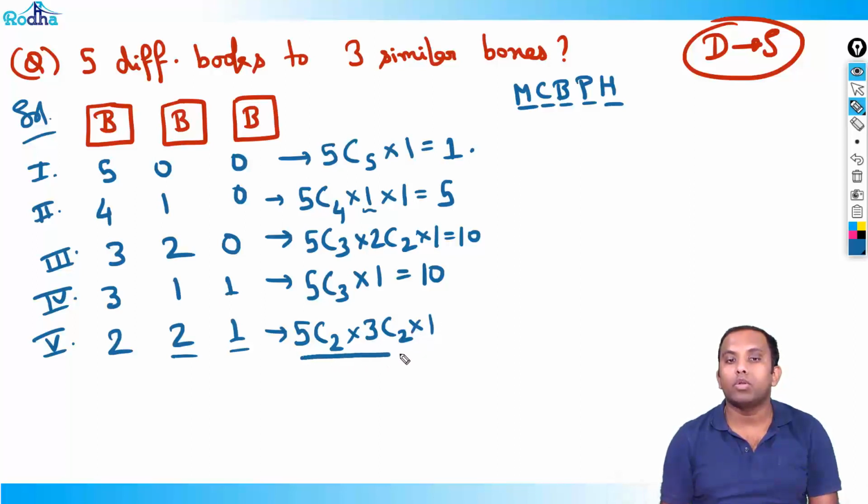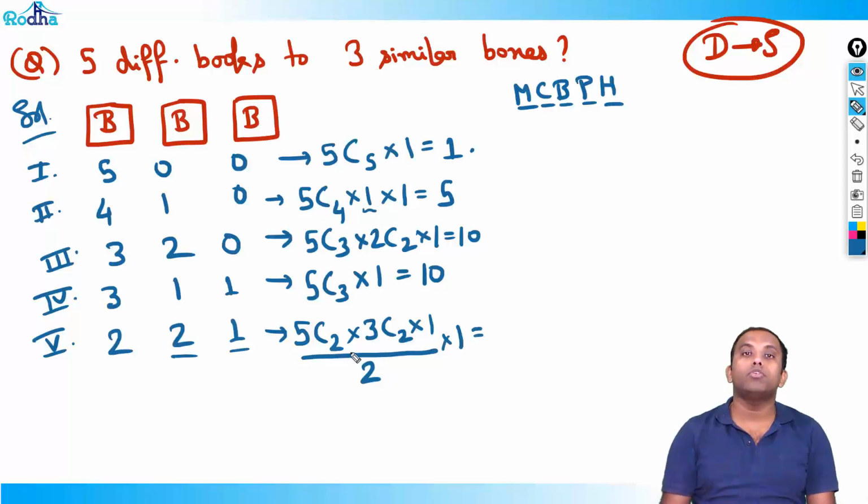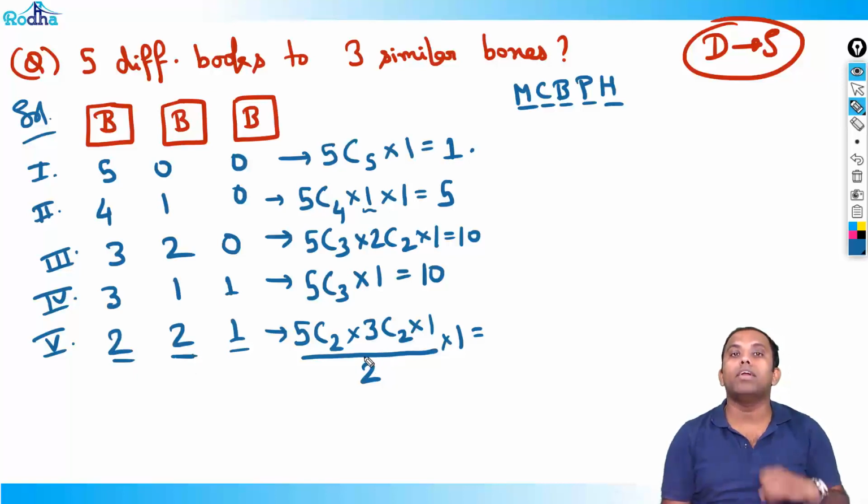Now divide here by 2. Why dividing by 2? Same thing I told you, right? 2 and 2 repeating 2 times, you have to divide by 2. Any number other than 1 repeating twice, divide by 2, because there will be a symmetry. How will you find a symmetry? I'll tell you how to find a symmetry here.